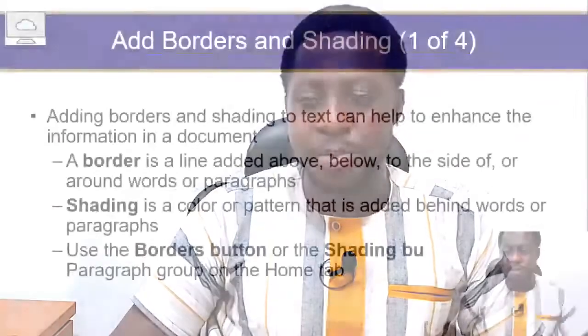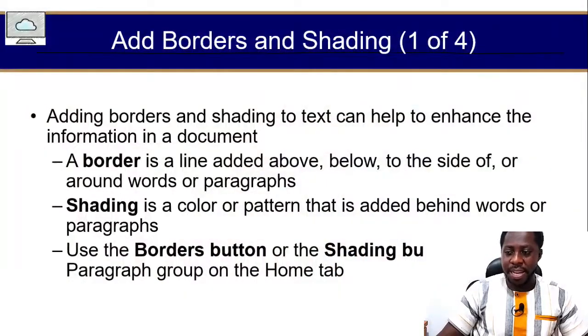You adjust accordingly. Now we can add borders and shading to text, and this can help to enhance the information in a document. So what would we say is a border? A border is pretty simple. A line that is added above, below, to the side of or around words of a paragraph or paragraphs. We can have shading as well, which is the color or pattern that is added behind words or paragraphs. And then we have border buttons or shading buttons in the paragraph group, which we can also identify from the home tab.